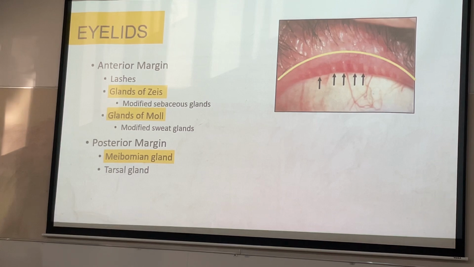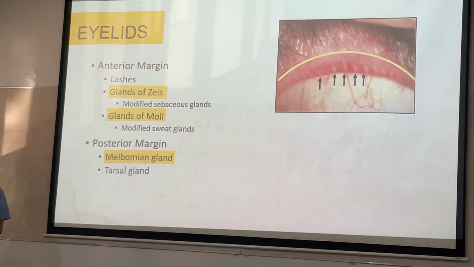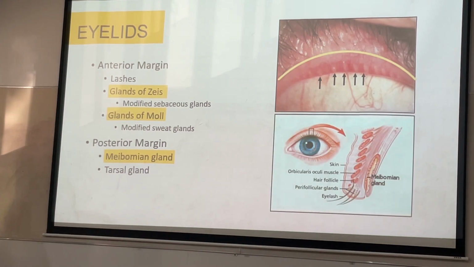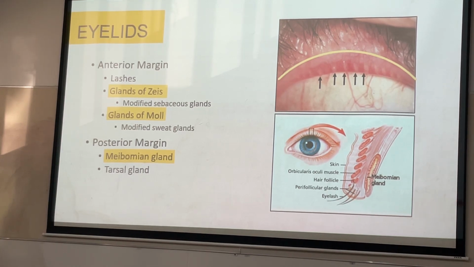So pointed with the black arrows are small bumpy structures. Those are your meibomian glands. Your meibomian glands open up into the tarsus.